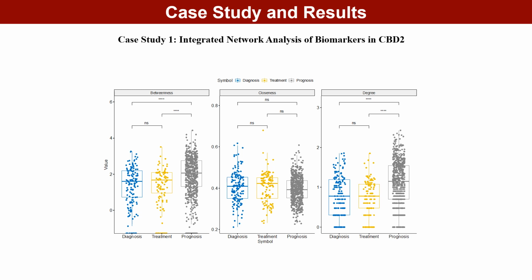According to the box plot of topological parameters, we noticed that the closeness parameter had no obvious intergroup difference, while for betweenness and degree, the difference mainly appears in the prognosis group and the other 2 marker groups.